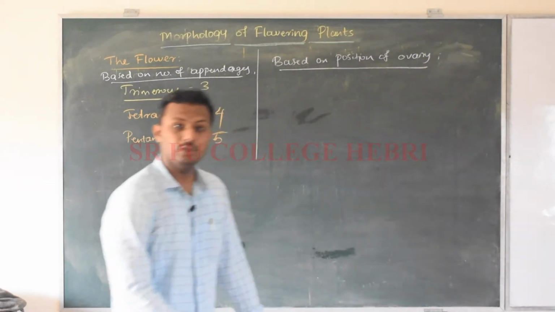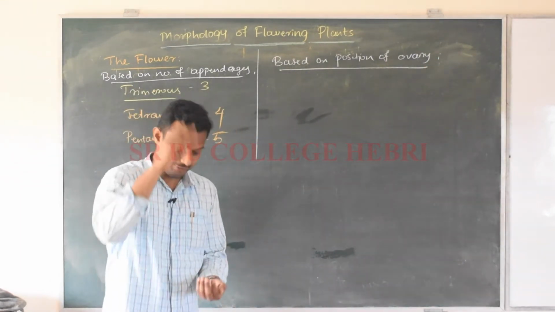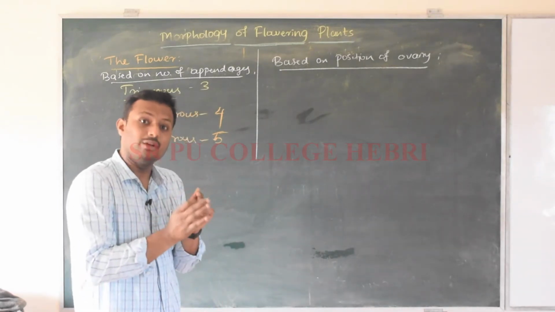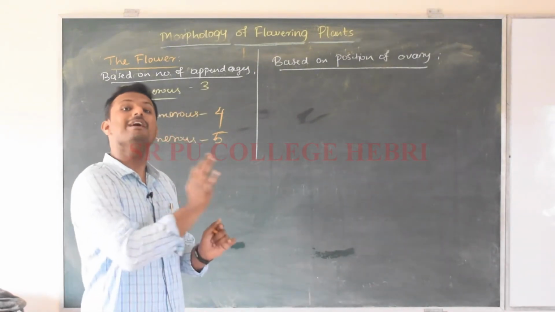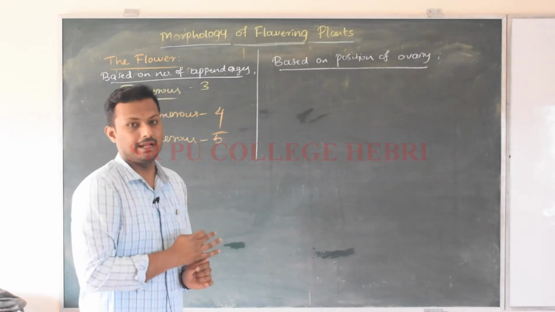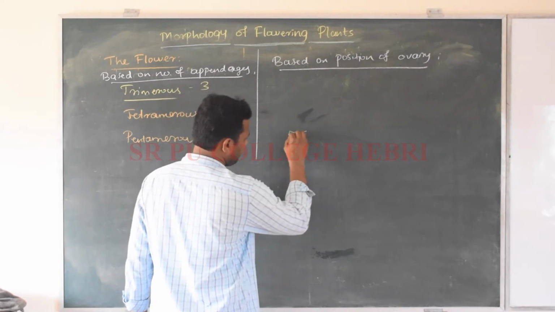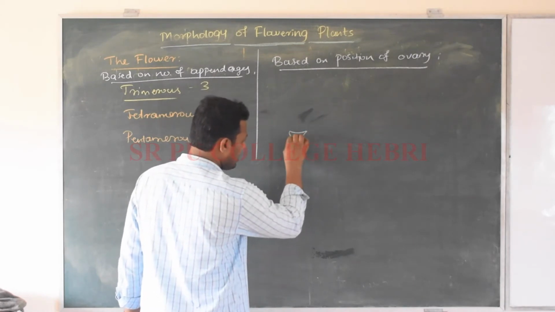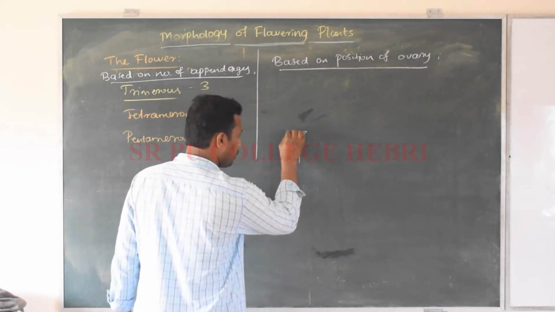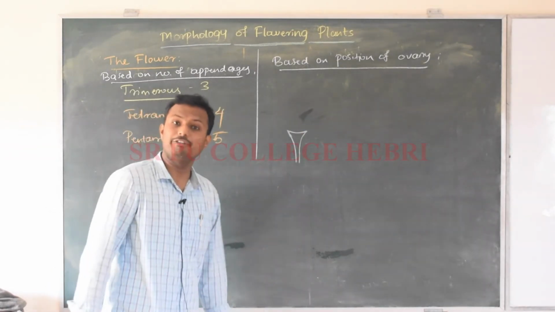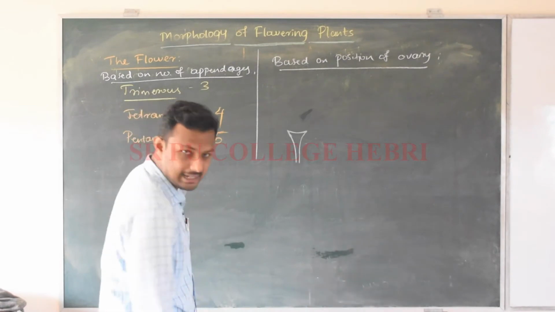See, here we are going to have 3 different types of flowers. I am going to draw 3 diagrams now. You need to see what difference is there, and based on those differences we can identify 3 different types of flowers. See, this is the thalamus. You know what is thalamus? That is the swollen terminal portion, swollen end of the stalk of the flower. What is the stalk of the flower called as? It is called as pedicel, right?